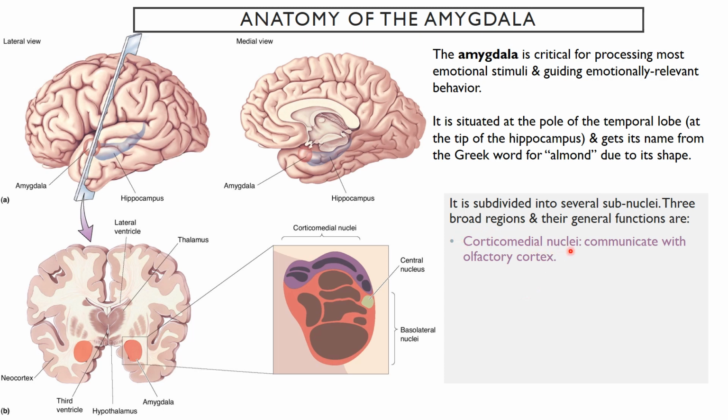First is the cortical medial nuclei. It communicates with the olfactory cortex. So this is the cortical medial nuclei located here on the more dorsal side of the amygdala. A big chunk of the amygdala is referred to as the basal lateral nuclei. It receives visual, auditory, gustatory, and tactile information, and it also connects to the central nucleus.